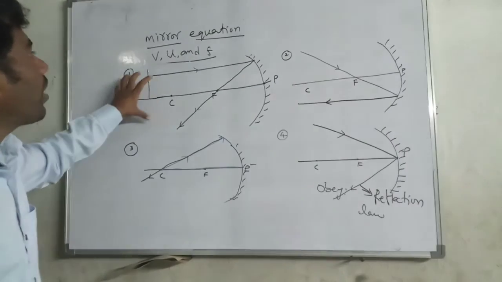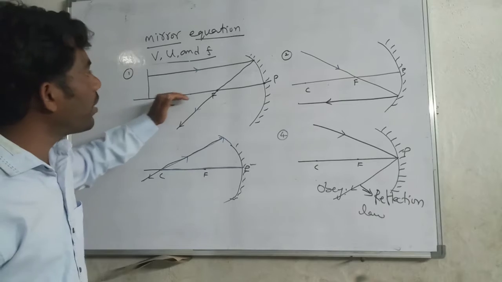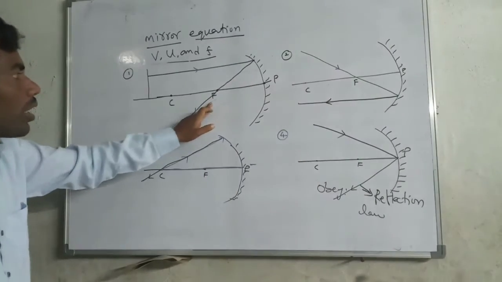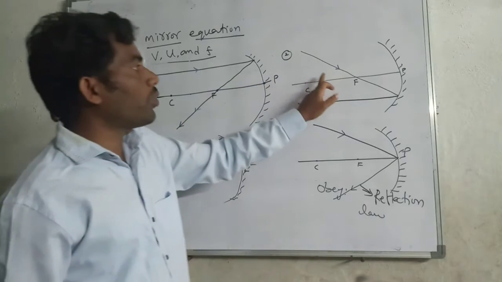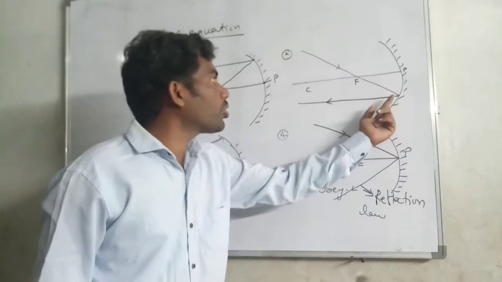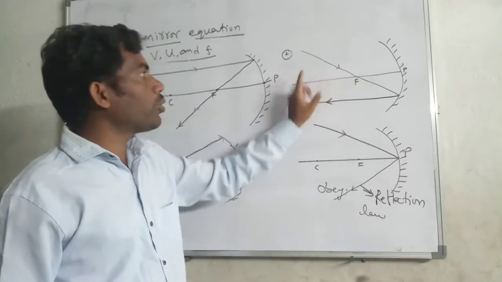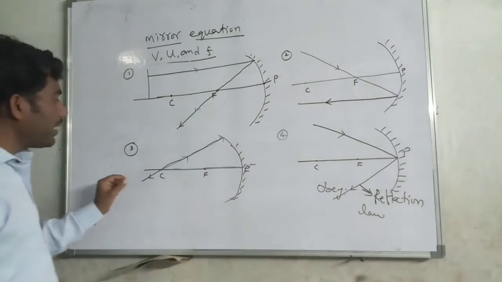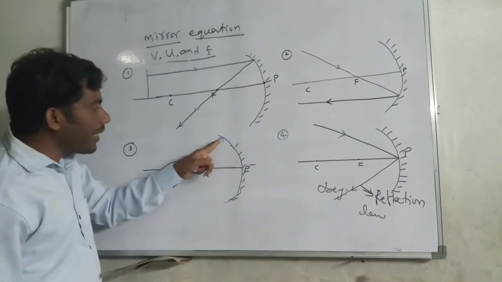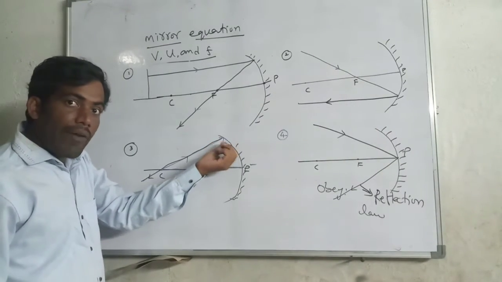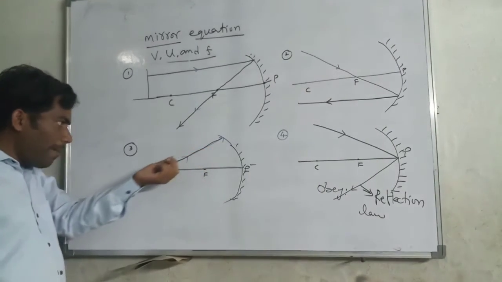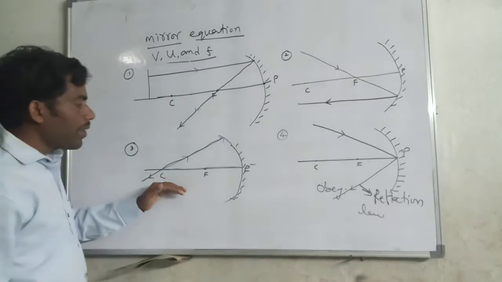First one: if the light ray travels parallel to the principal axis, after reflection it must go through the focus. If the ray passes through the focus, after reflection it must travel parallel to the principal axis. If the light ray travels toward the center of curvature, after incidence its path is retraced, it goes back in the same direction. This is the third law.